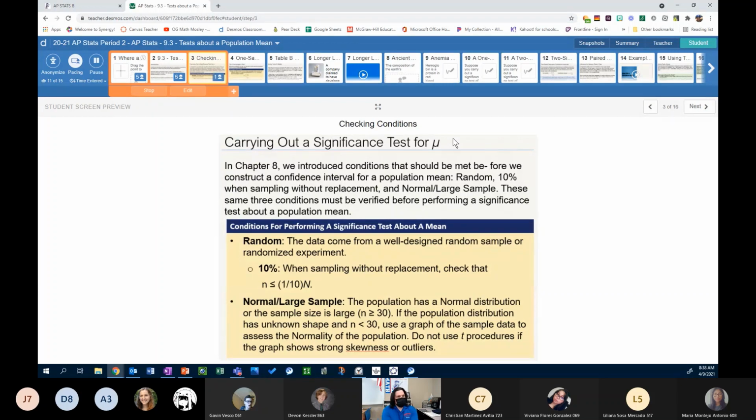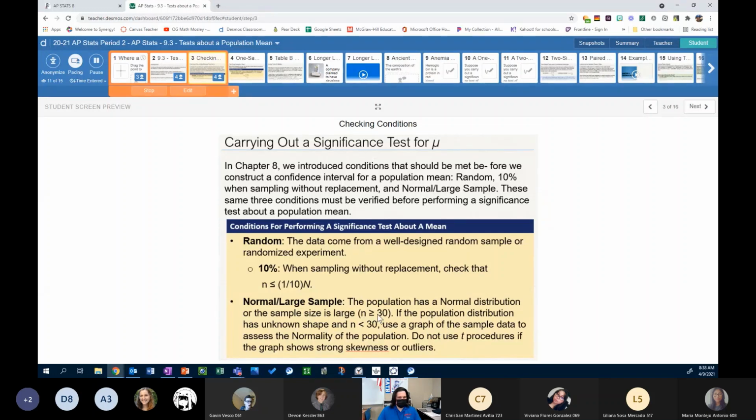Just as in chapter 8, we introduce conditions that should be met before we construct confidence intervals for a population mean: random, 10% and sampling without replacement, normal or large sample. These same 3 conditions must be verified before performing a significance test about a population mean. So whether you're doing a confidence interval or a significance test, the same 3 conditions apply. We have to check that the data came from a well-designed random sample or randomized experiment. When we're sampling without replacement, we must make sure the 10% condition has been met. And we have to check that the sample is normal or large enough.